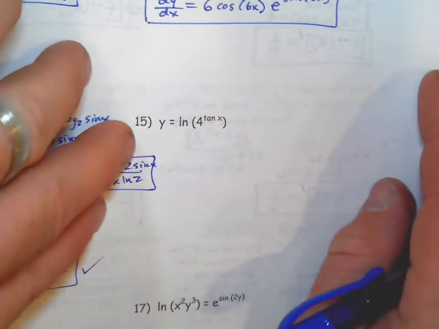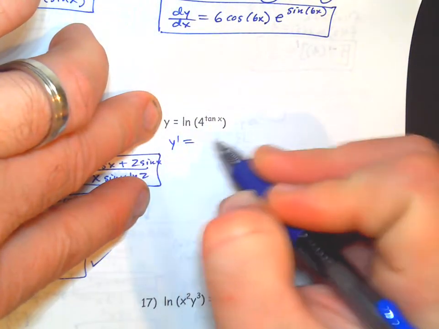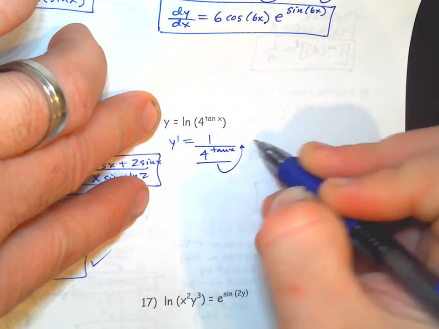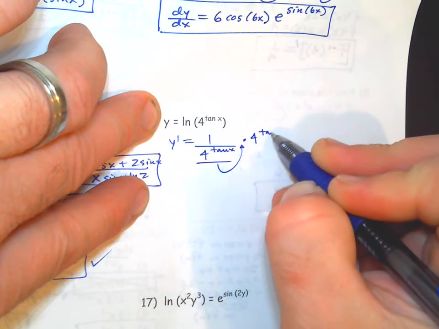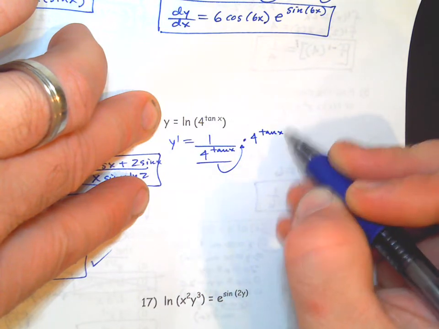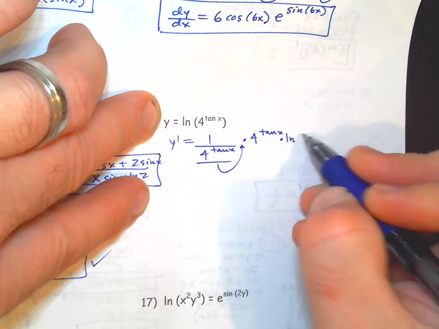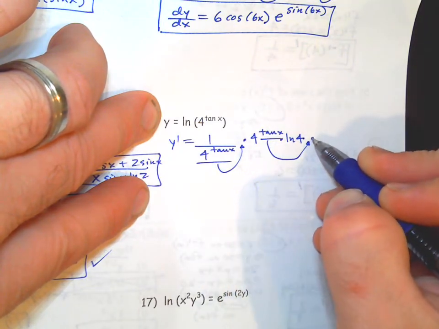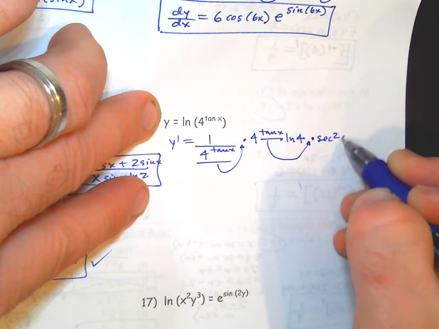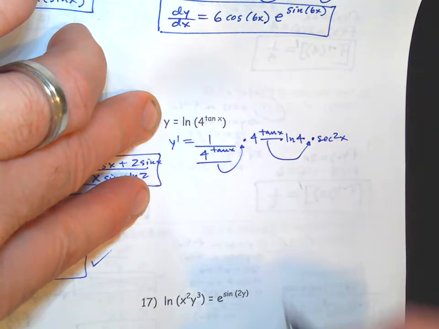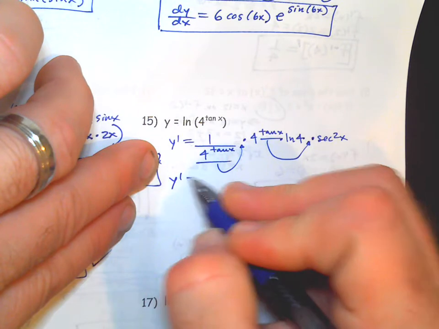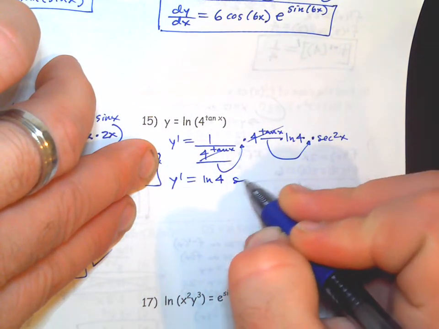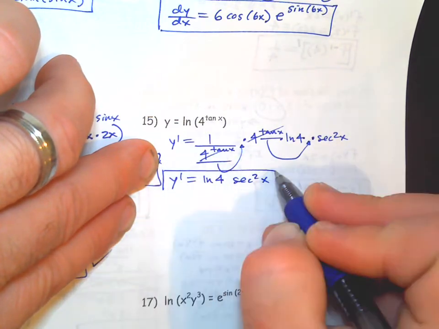Okay, number 15, y prime equals 1 over what's inside. Derivative of what's inside is exponential, so it's its own derivative, but it needs an extra natural log of the base, which is 4. Don't forget that. And then times the derivative of what's inside. Derivative tangent is secant squared. So there it is. We can simplify. These guys actually cancel each other out, and you get natural log of 4 secant squared x for your final answer.